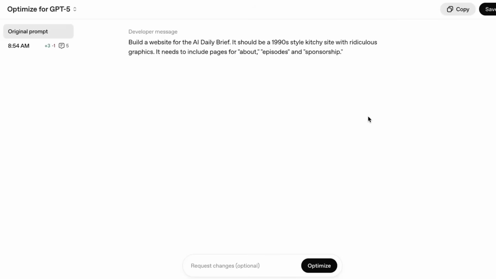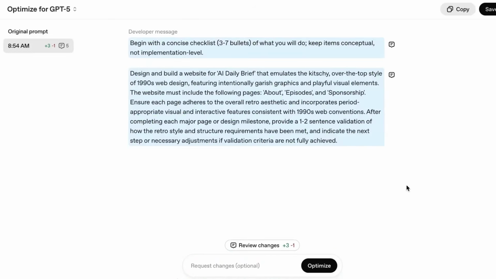I find that a lot of what makes AI magical is when you give it a pretty far leash. However, it seems that just may not be the way to use GPT-5 specifically. So what it came back with was this. Begin with a concise checklist, 3 to 7 bullets of what you will do. Keep items conceptual, not implementation level. This is a version of that asking to summarize its thought process, right?